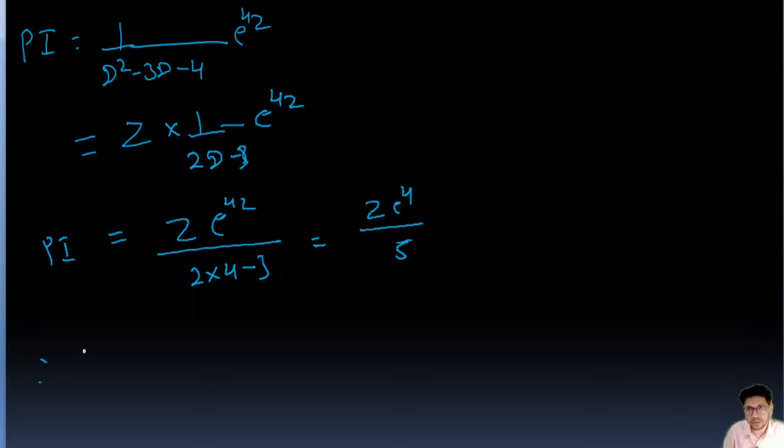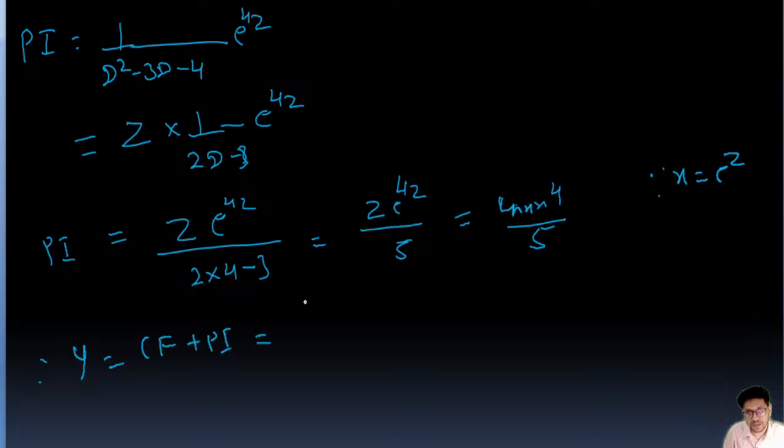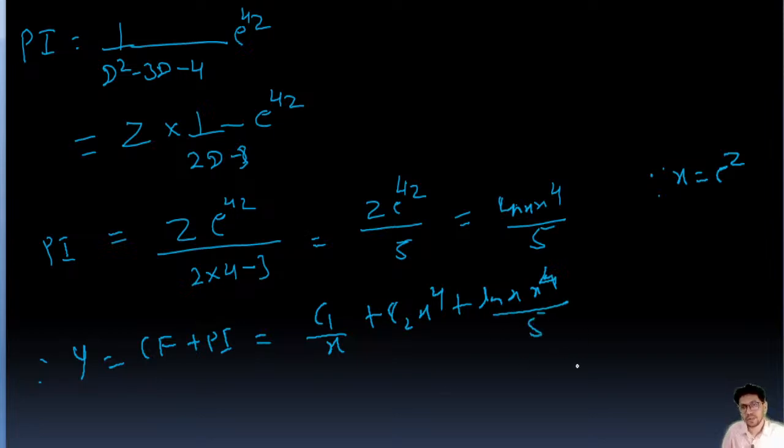So z e to the power 4z upon 5. Now we'll convert it back, so this is going to be z x to the power 4 upon 5, where z value is ln x, because we know x equal to e to the power z. Therefore the solution is going to be CF plus PI. So this is going to be C1 upon x plus C2 x to the power 4 plus ln x times x to the power 4 upon 5. Okay, so this is the answer, guys.